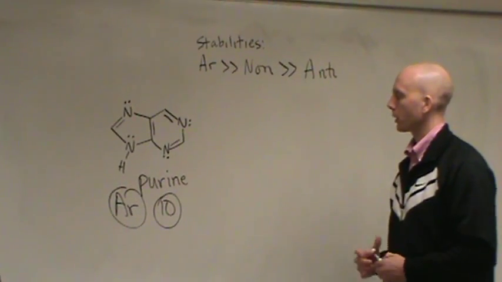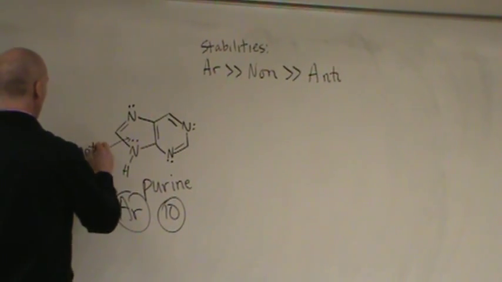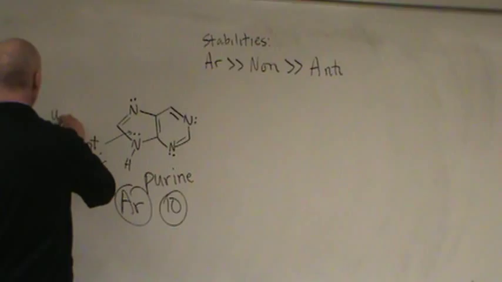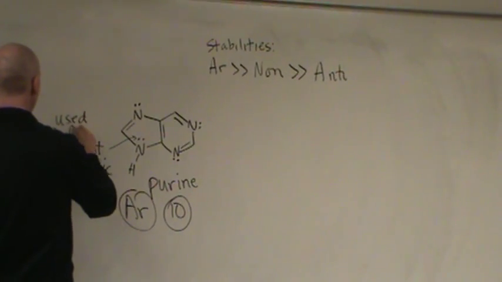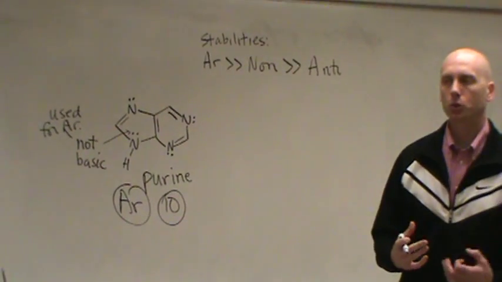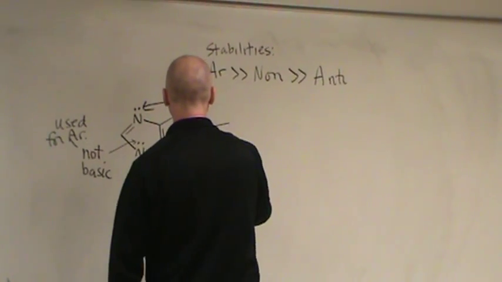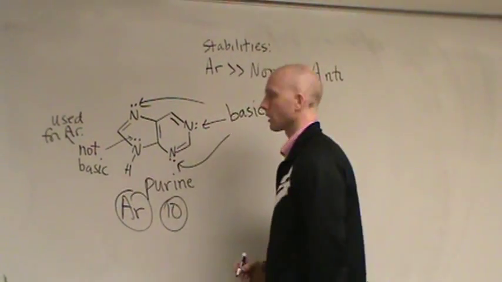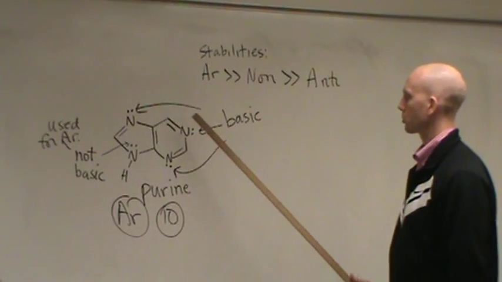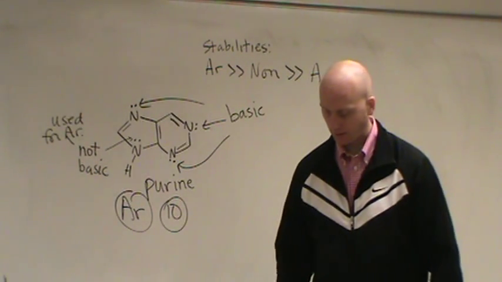So what else can we say about purine? We can say that this lone pair on this nitrogen is not basic, right? Because it's used for aromaticity. Okay? So if a lone pair is used for aromaticity, that is not available to be a base. But all the 3 other nitrogens, their lone pair are not used, are they? And so these other 3 nitrogens would be basic nitrogens because those are available to attack an acid.